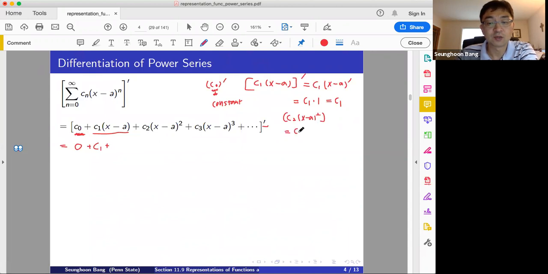You can keep c2. The 2 comes down, use the power rule: 2 times x minus a times x minus a prime. x minus a prime is just 1. So we have 2 times c2 times x minus a. You can do the same thing: the 3 comes down, 3 times c3 times x minus a squared, times the inner function's derivative x minus a prime, which is just 1, and keep going. So like this, right?